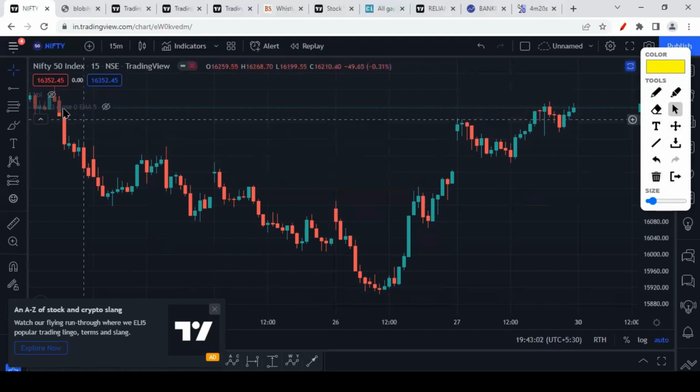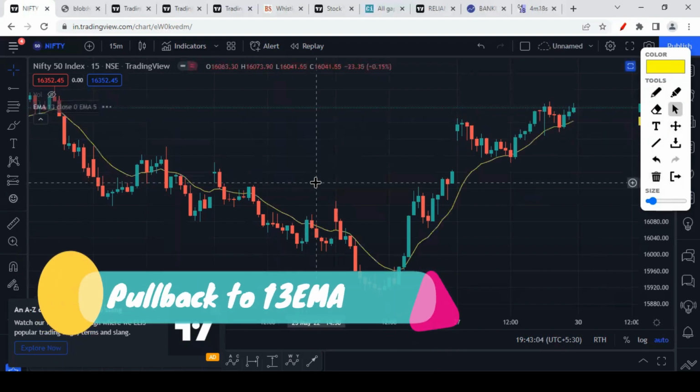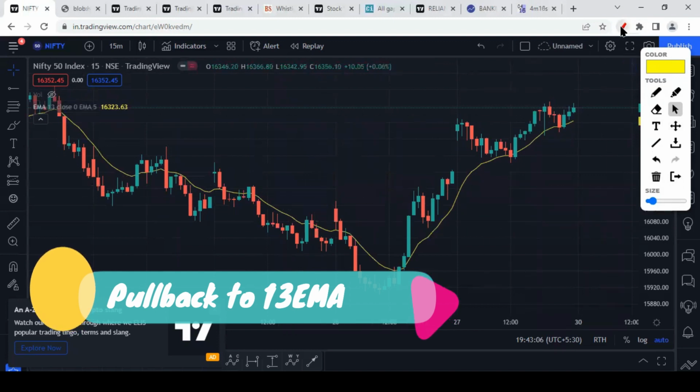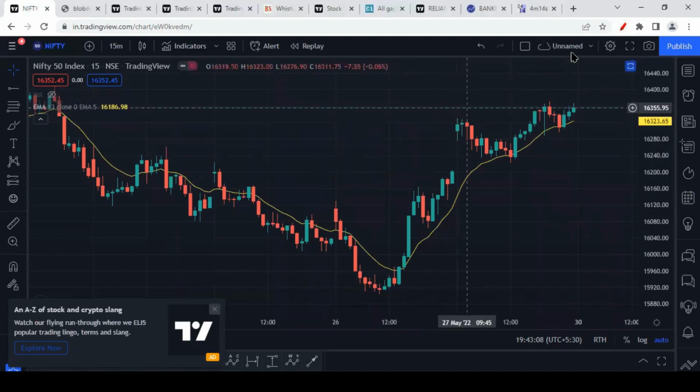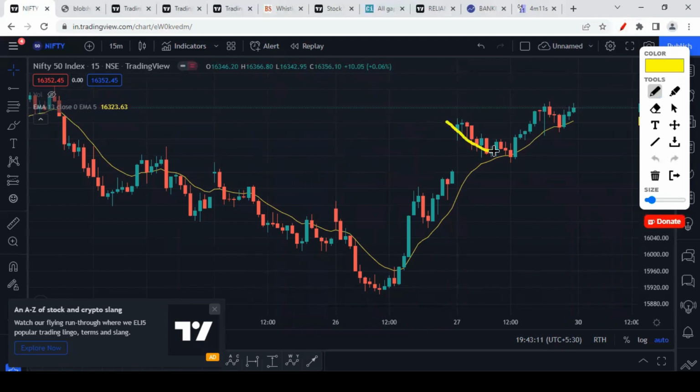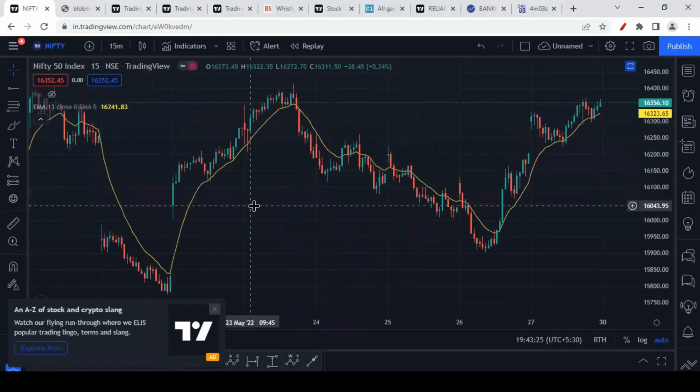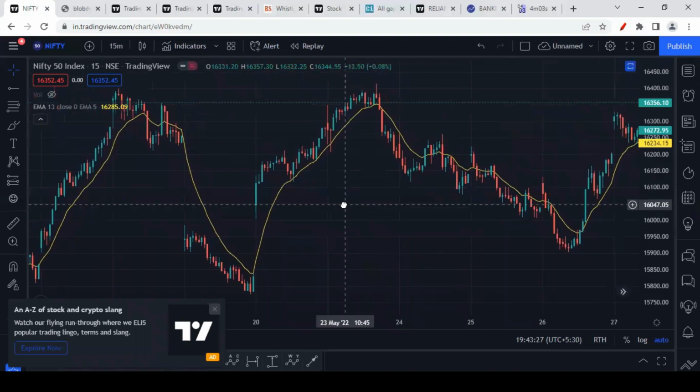Another thing is you can use the EMAs and wait for the pullback. For example, in this case, it opened gap up and then pulled back to the 13 EMA, and it was moving around this area, with the 13 EMA acting as a support area. Then this big candle gave you a signal that it is going to go on the upside. Let's take some more examples to see whether that works or not.